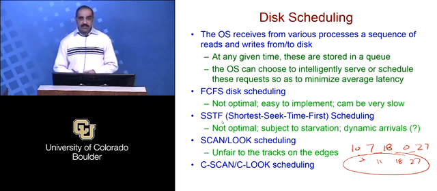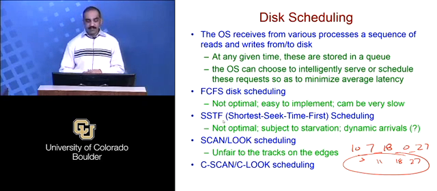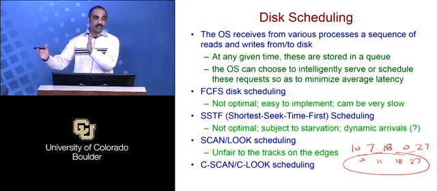Another technique that is used is called shortest seek time first. Basically, given the position you are in, you look at all the other tracks you need to go to, find the one that is closest, and then go to that.